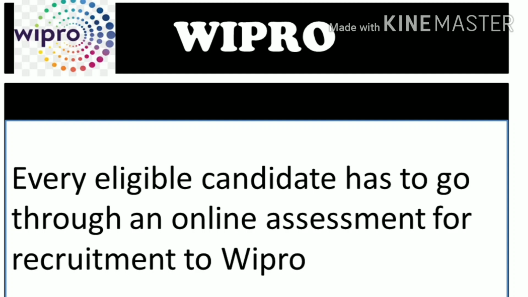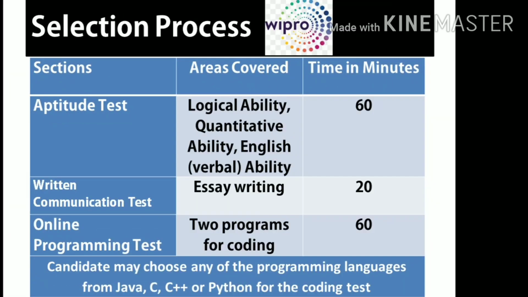Now let's see the next part. So now we'll talk about the selection process, how you can crack this online test actually. So basically there are 4 rounds. In the first round, what do we see? The aptitude test. The aptitude test is followed by a written communication test, which is followed by an online programming test. The final round is the interview round. So if you qualify these 3 rounds, you make it to the final round, that is the interview round. And once you are in the interview round, you are just one step away from the job.